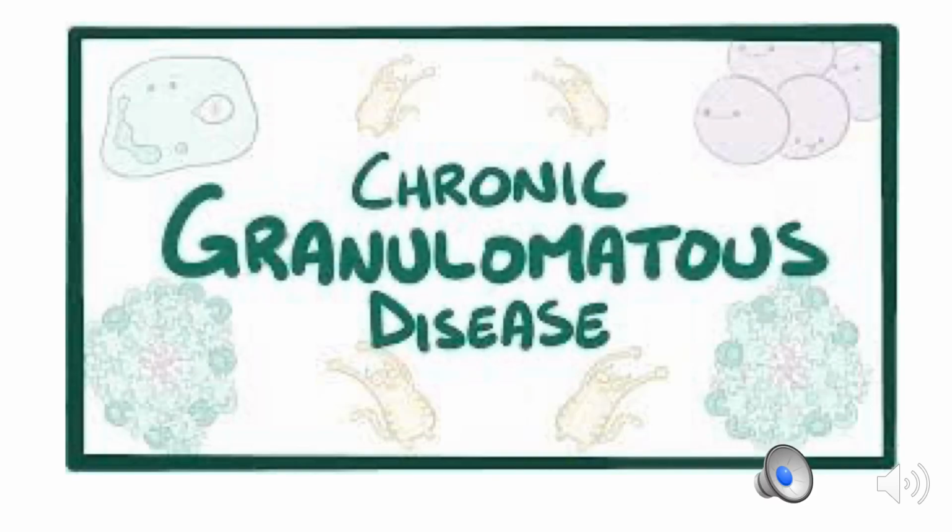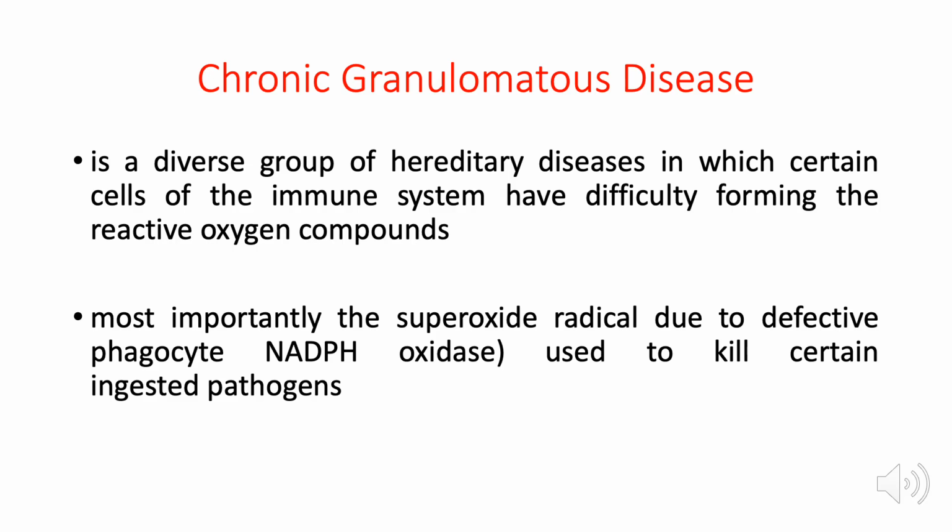Let me introduce you to another primary immunodeficiency disorder. We have the chronic granulomatous disease. Chronic granulomatous disease is characterized by the absence of NADPH oxidase. And you know very well how important this enzyme is. It converts oxygen to superoxide, and superoxide can be later converted to hydrogen peroxide. Without this enzyme, the ability of the phagocyte to kill aerobic bacteria will most likely become impaired.